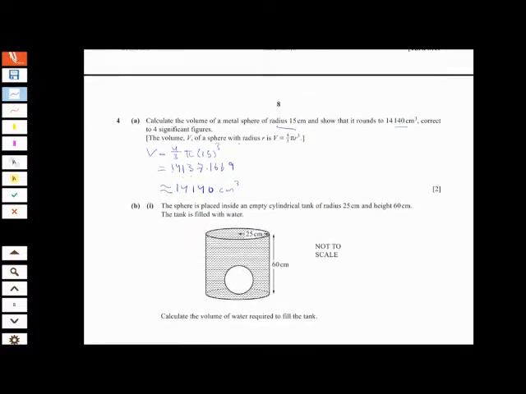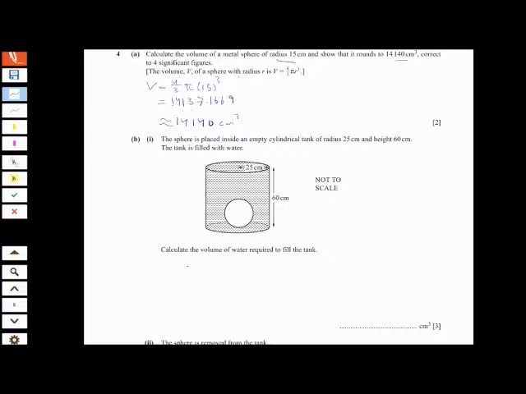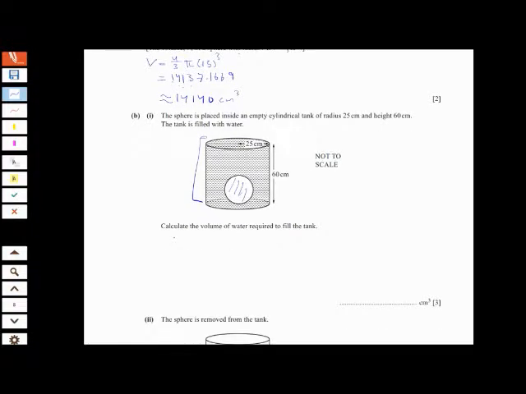And now the sphere is placed inside an empty cylindrical tank of radius 25 centimeter and height 60 centimeters. The tank is filled with water. Calculate the volume of the water required. So what we are going to do here is basically find the volume of the cylinder first, and then minus the sphere from inside, because they want the water, they don't want the volume of the shape itself. So yeah, that's how we do it.